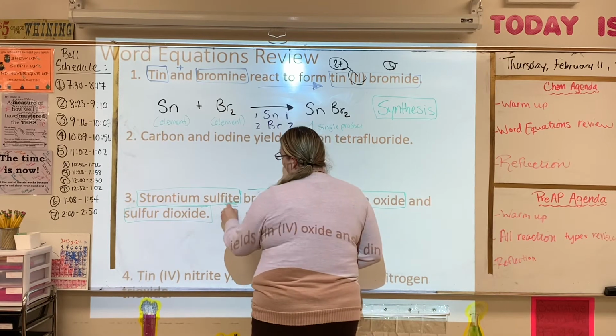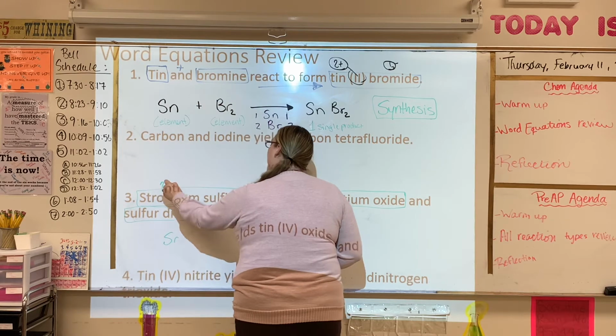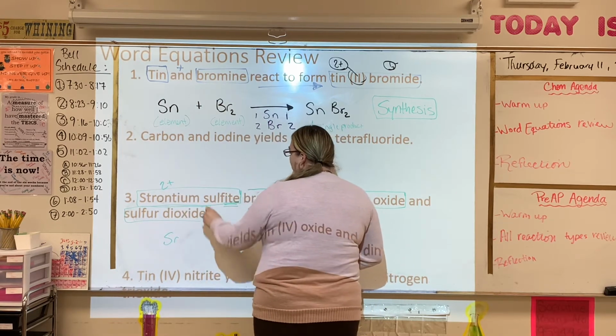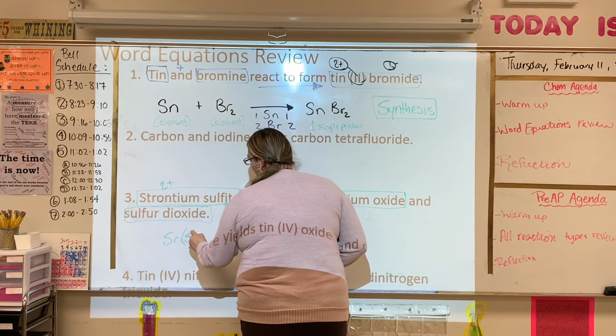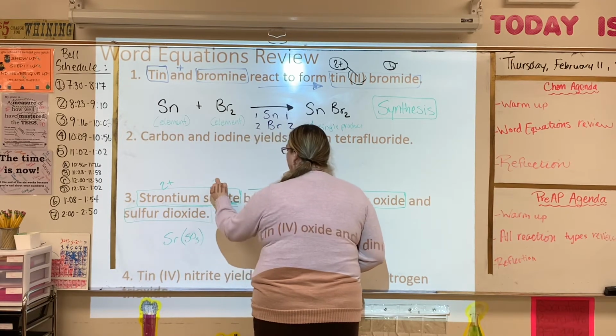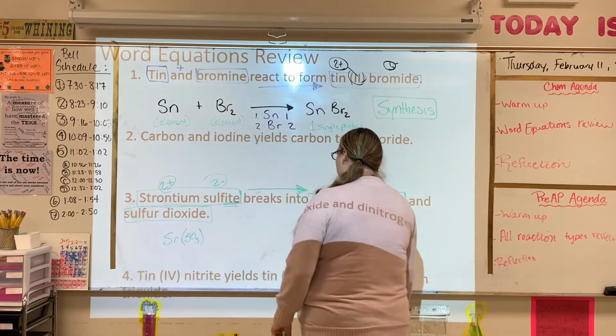Okay, strontium sulfite. ITE means it's a polyatomic ion. So we have strontium, which is a group 2 metal, so 2+ charge. Sulfite, we would look up on our polyatomic ions chart. It is SO3 and it has a 2- charge. We have 2 positive, 2 negative, so no need to crisscross.